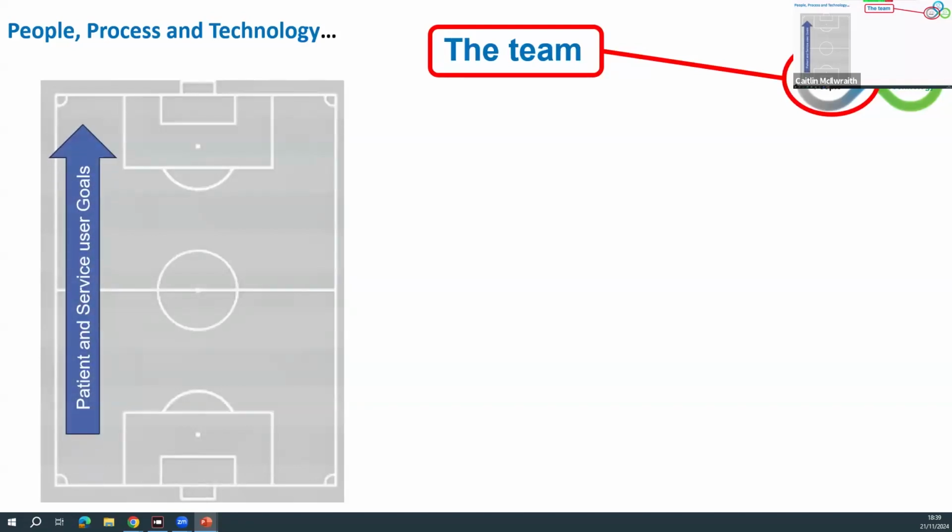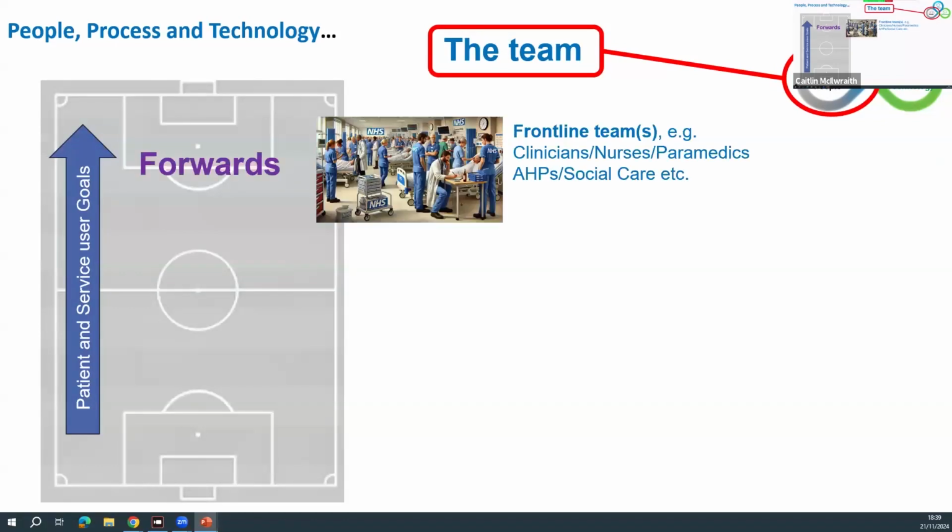So you're trying to move the patients forwards and help the patients get where they want to be. And so you have a range of different teams involved. And it's just to give you an idea of how complicated healthcare is, and how many different players are involved in the team.